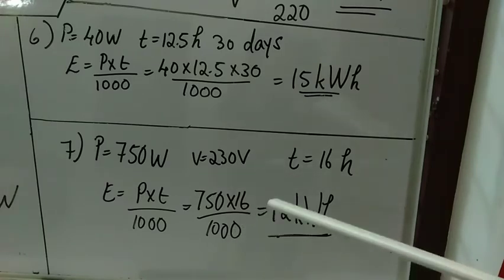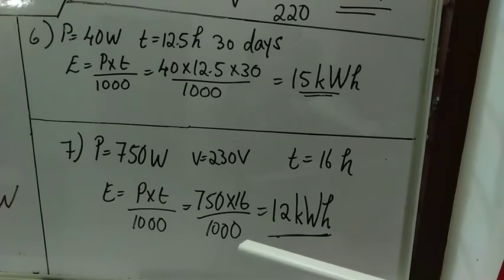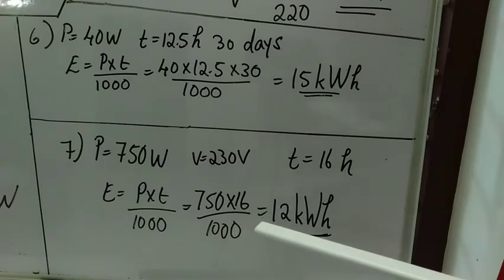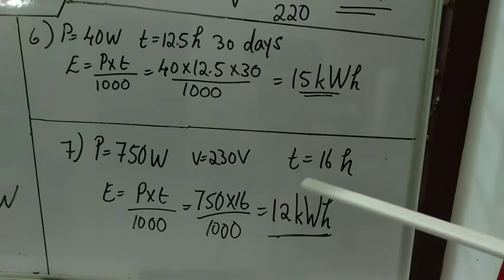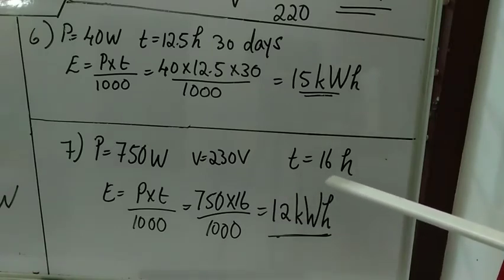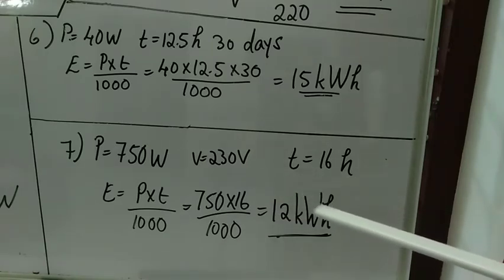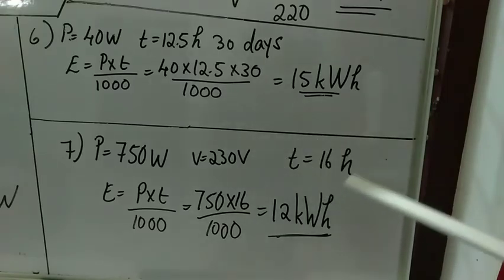An electric press is rated 750 watt, 30 volt. Power and voltage is given. Calculate the electrical energy consumed by the press in 16 hours. So time is given, 16 hours, and they are not specifying how many days. So we just want to use it for 16 hours.